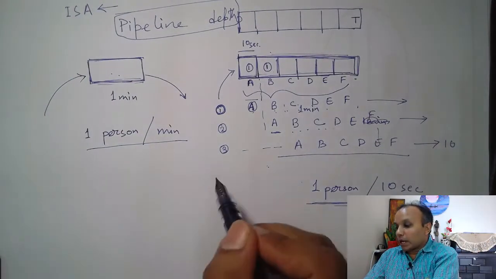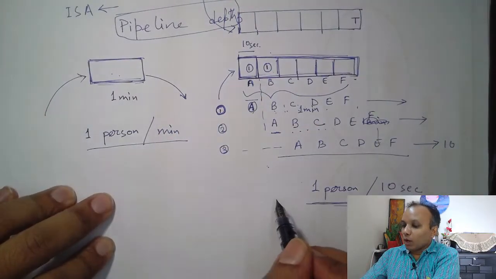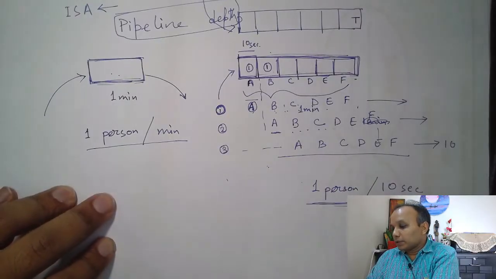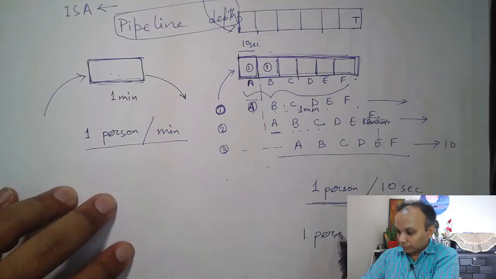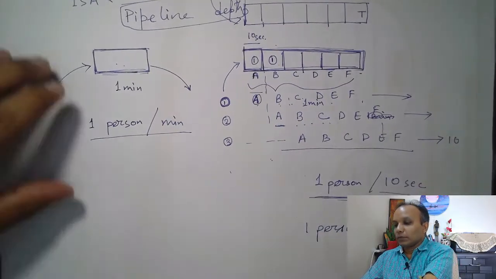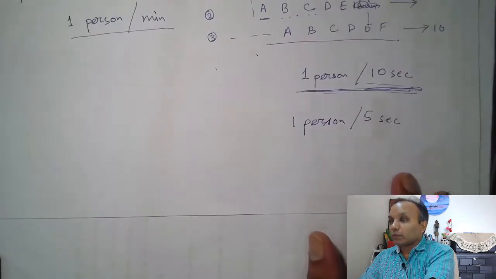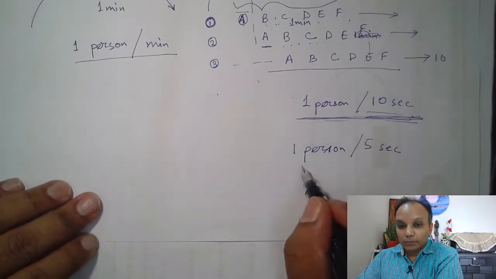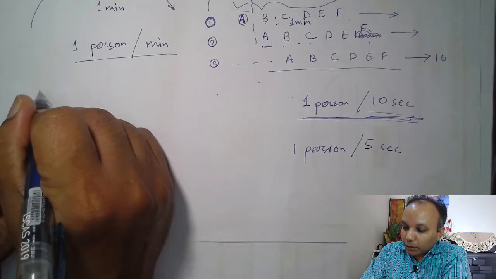Now what I can do, I can form two queues, right. One queue for this, one queue for that. Now what is the advantage? Now I can serve one person every 5 seconds, right, because now I have doubled my number of pipelines, all right. So we talked about pipeline depth.